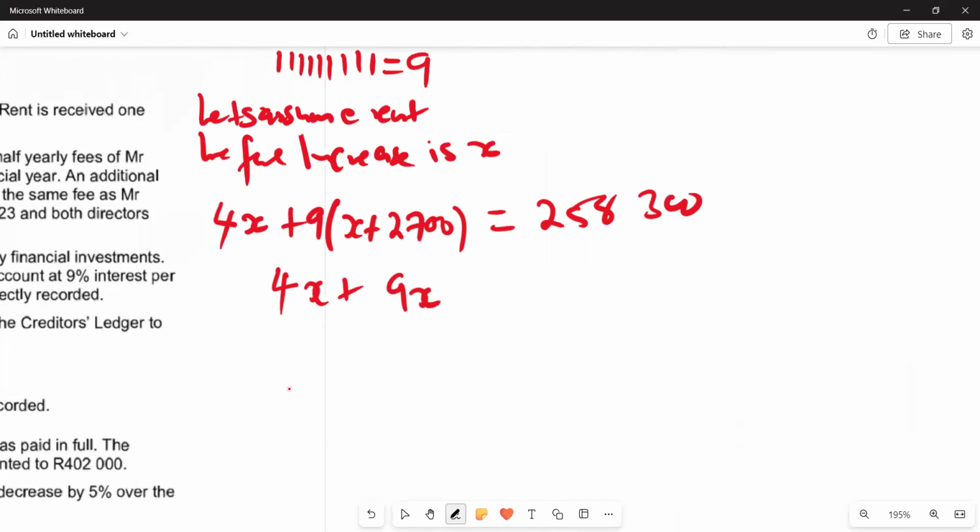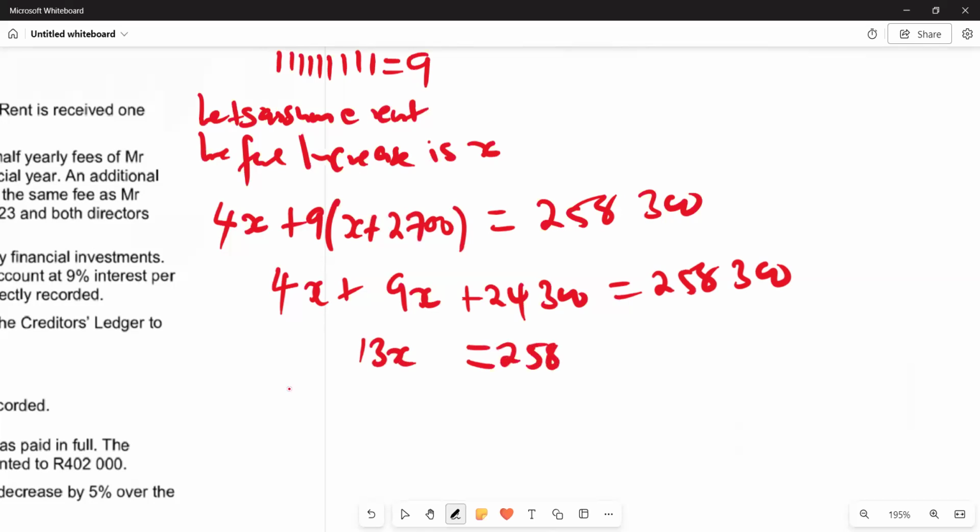So here we say plus 24,300 equal to 258,300. Then we group like terms: 4x plus 9x, we're going to get 13x. And then obviously we take 24,300 to the other side, it becomes negative. So it's 258,300 minus 24,300.